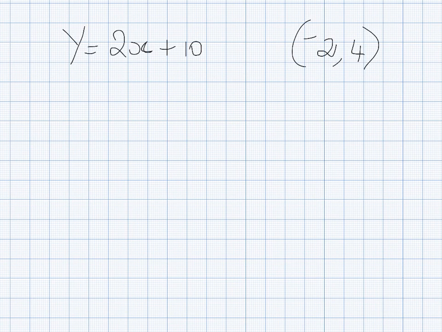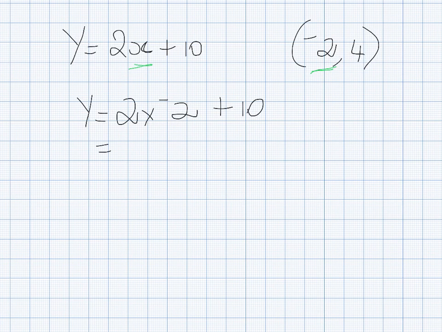Okay, so what we're trying to decide is, if -2 is our x, and we know that because it's the first one, we want to decide if that's going to be on the line or not. So let's start. We'd go y equals 2 multiplied, and we're going to substitute the -2, which is here, plus 10.